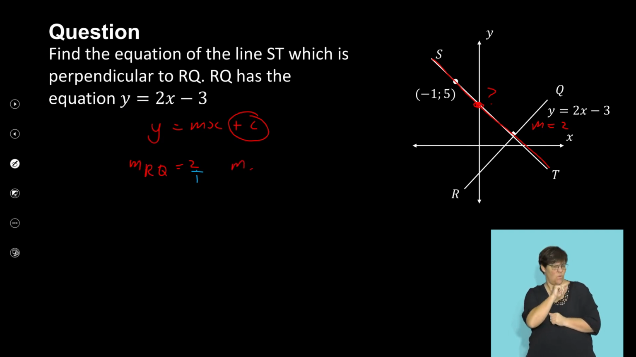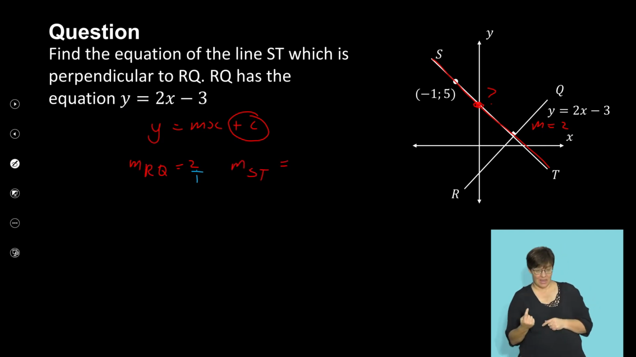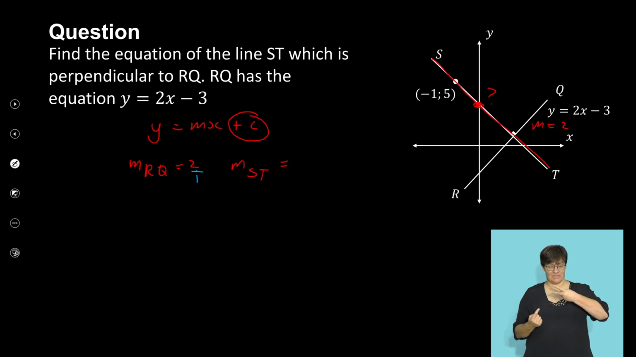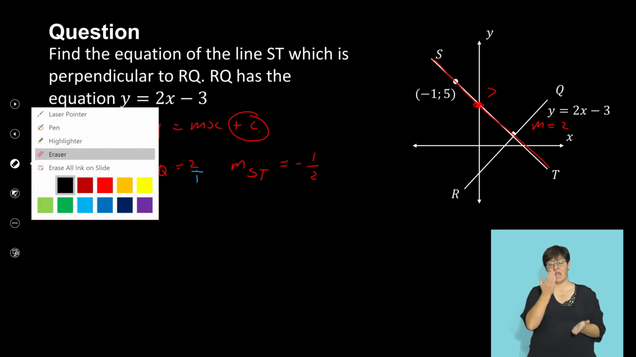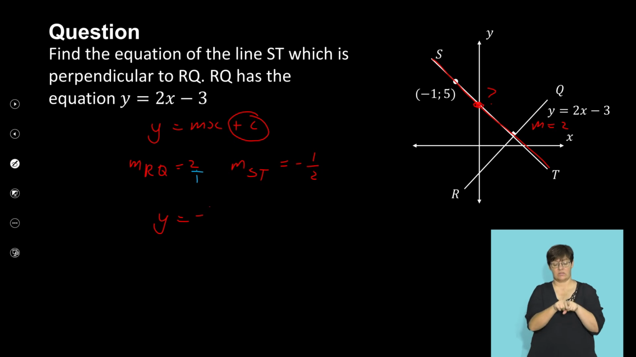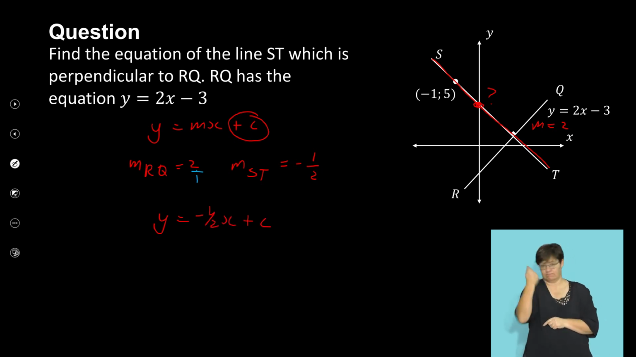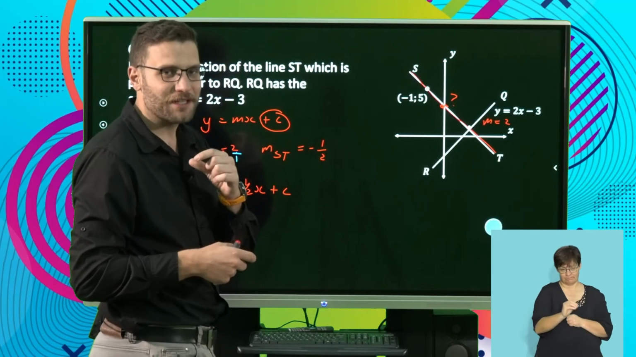Why? Because the other gradient is always just going to be, what do I do? I flip it over and change the sign. So I'm going to flip it over and change the sign. And so I know my graph is going to have the equation y = -1/2 x + c. I don't know what c is, but what I'm going to do is sub in a point and calculate what c is.